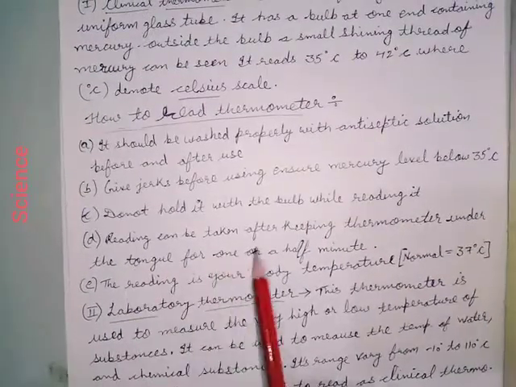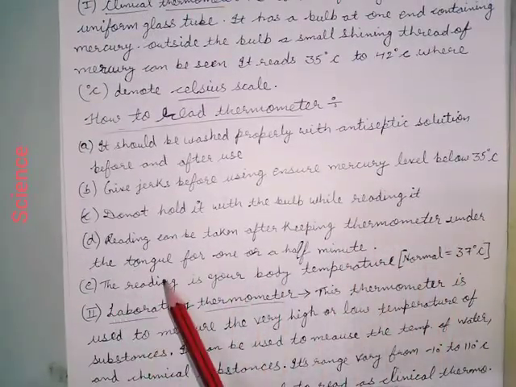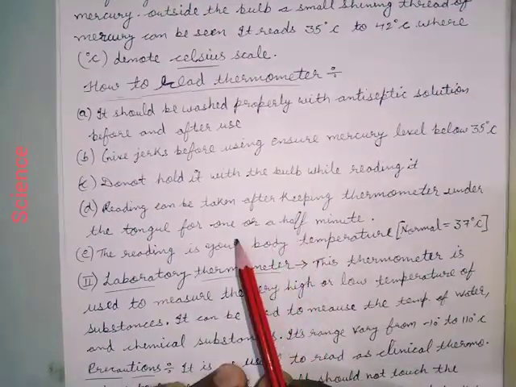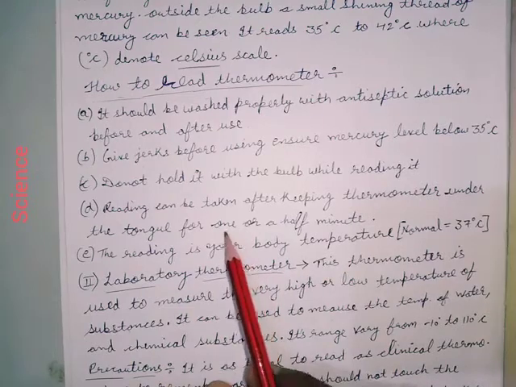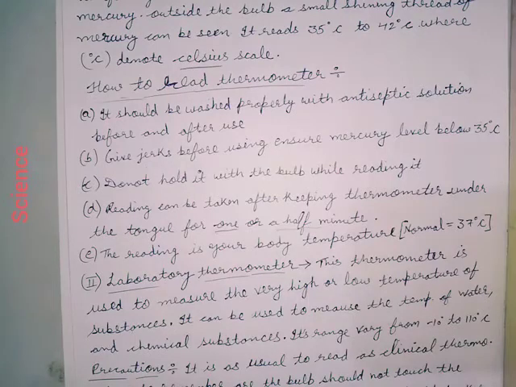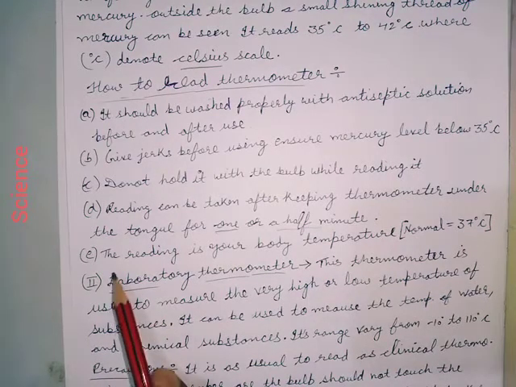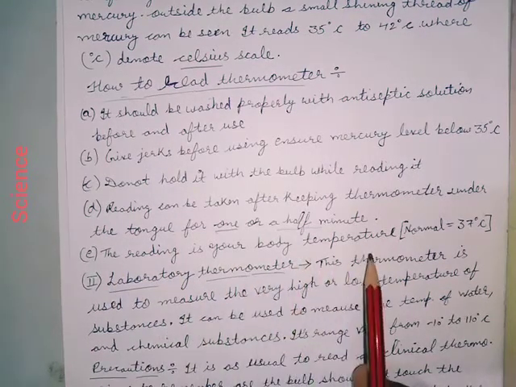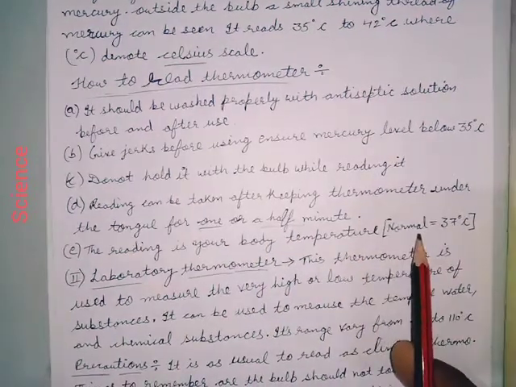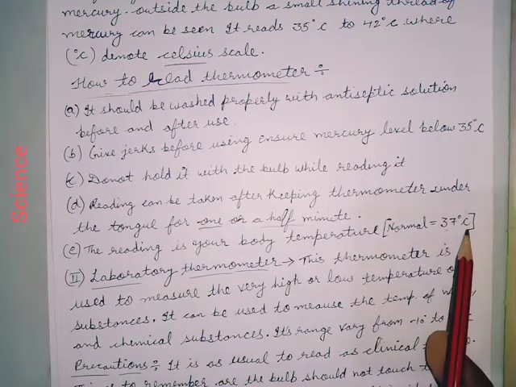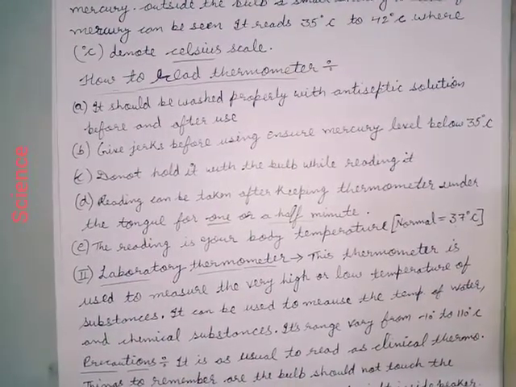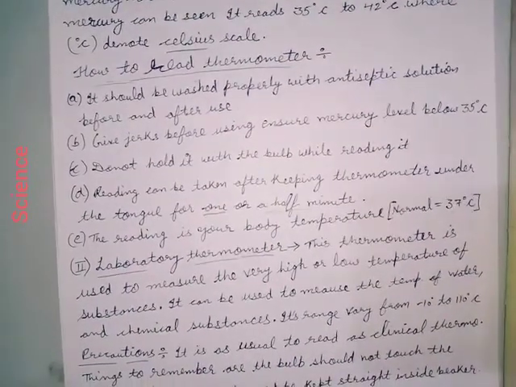The reading can be taken after keeping the thermometer under the tongue for 1.5 minutes. It is the minimum time to keep the thermometer. The reading is your body temperature. After 1.5 minutes, we can observe the reading. The normal human temperature is 37 degrees Celsius. If the temperature is above this, we can say the person's body temperature is high.